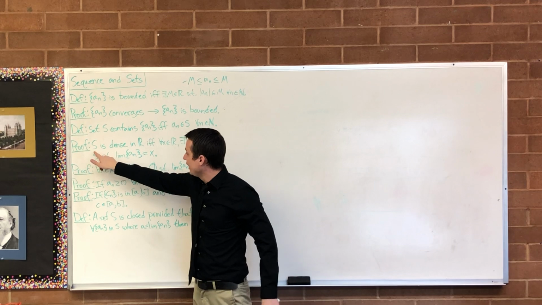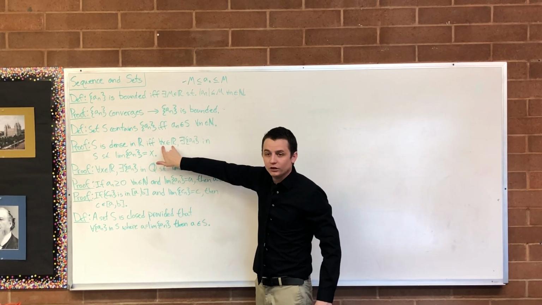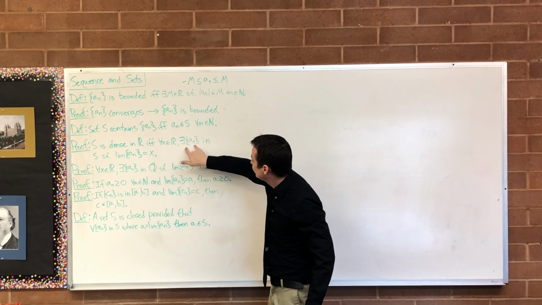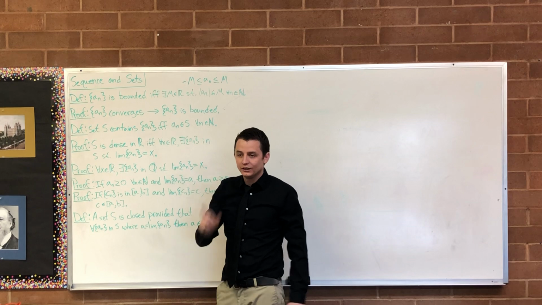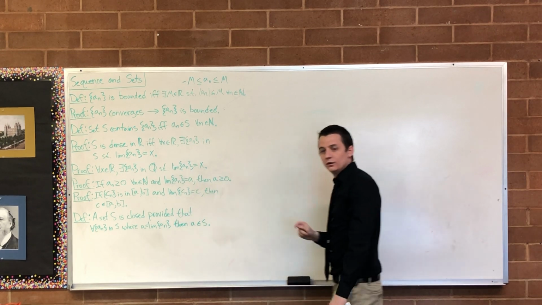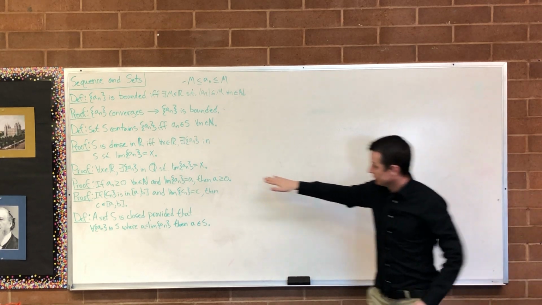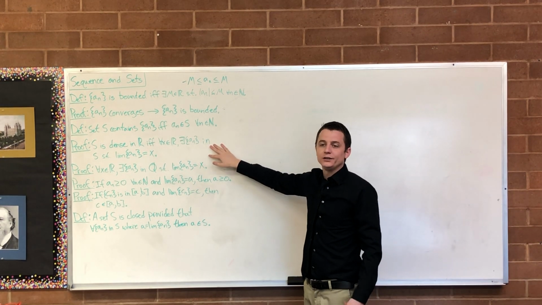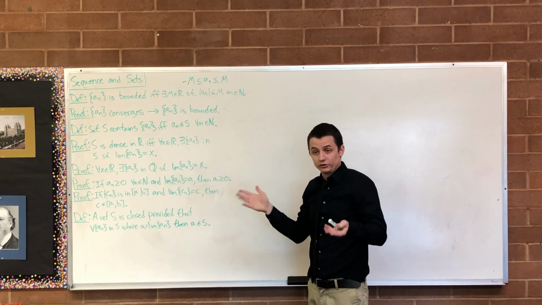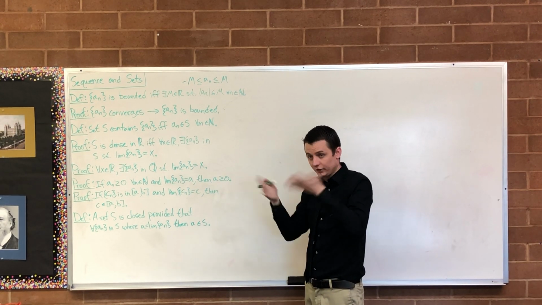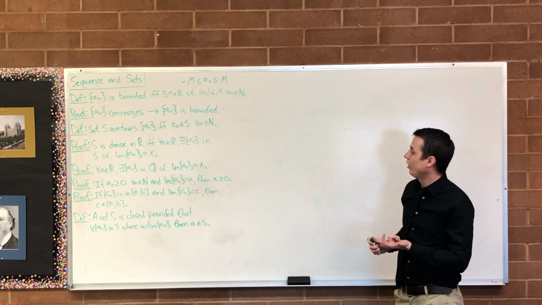Some set S is dense in R if and only if for every real number there exists a sequence a_n in S such that the limit of that sequence is that real number. Let's give an example really quick. Give me a set that's dense in R. The rationals. Rationals are all the fractions you can make. We proved two weeks ago that the rationals are dense in R.